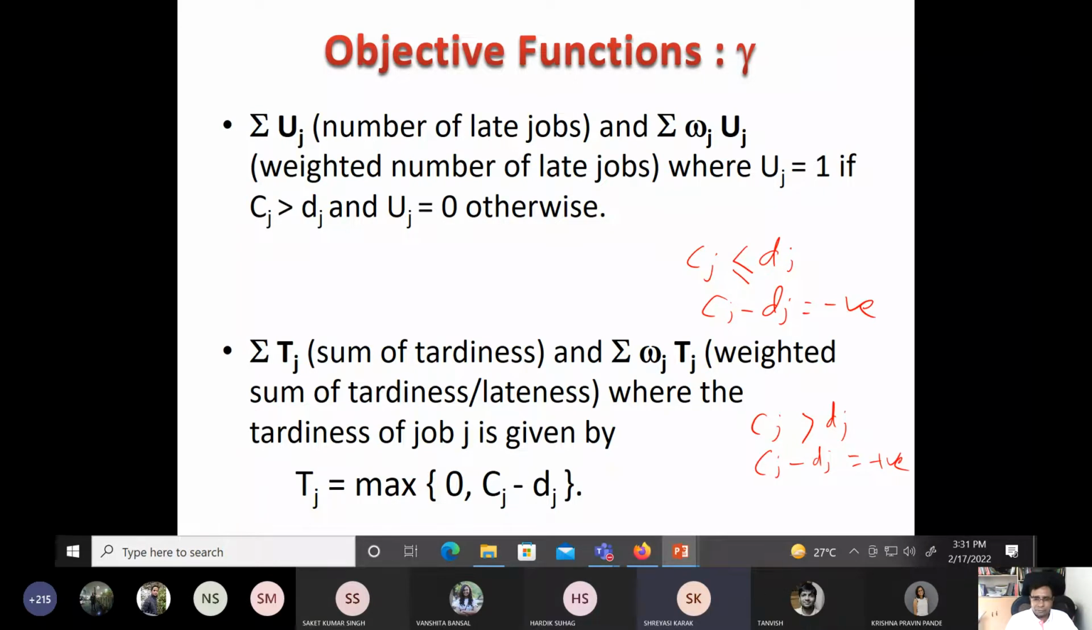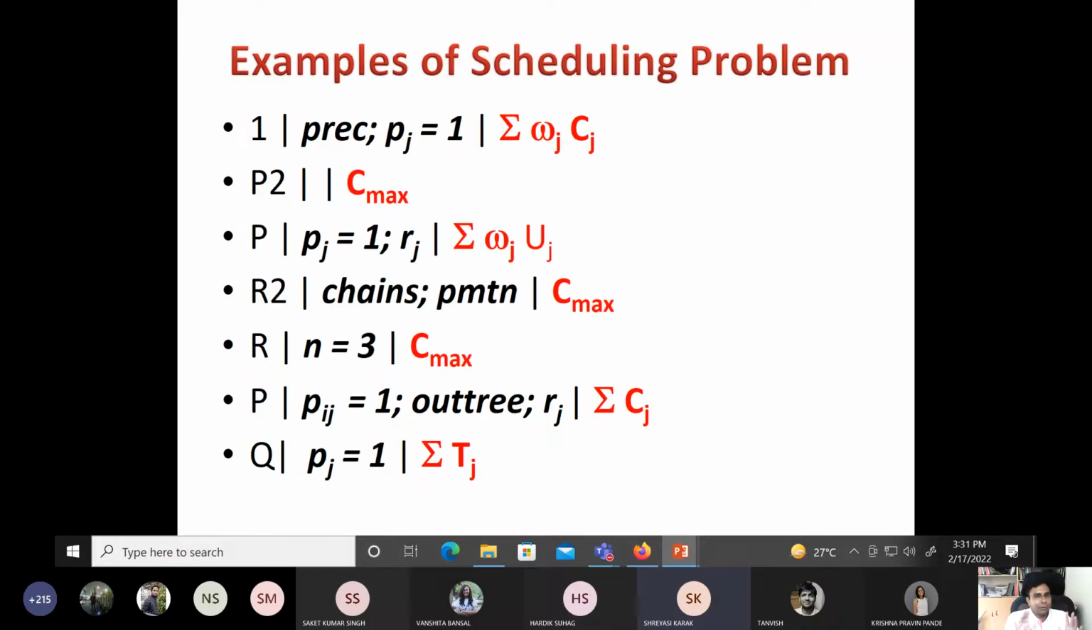Yes, sir. Yeah, hope this is clear. Okay, and next, move towards examples of scheduling problems.